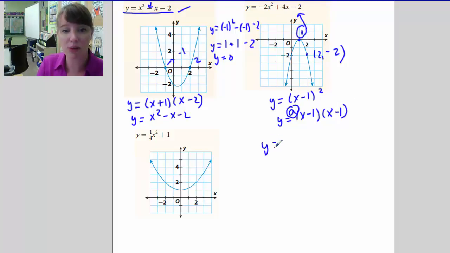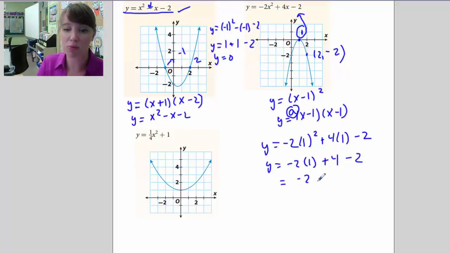All right, so let's make sure that this 1 right here is a root just by checking it. So we have y is equal to -2 times 1 squared plus 4 times 1 minus 2. So we have y is equal to -2 times 1 plus 4 minus 2, which is -2 plus 4 minus 2. So -2 plus 4 would be 2, minus 2 would end up being 0. So this one checks out too. So it would be 0 equals 0 at the end.